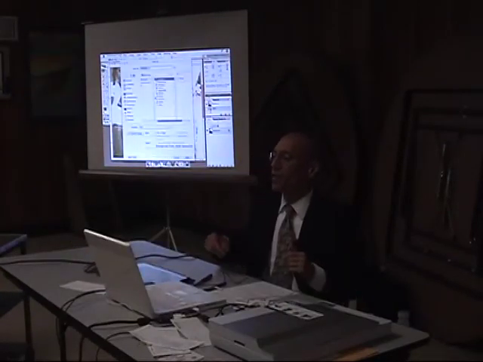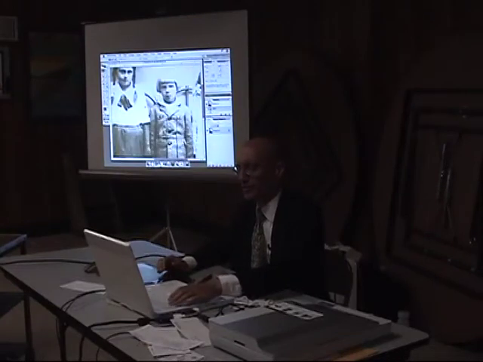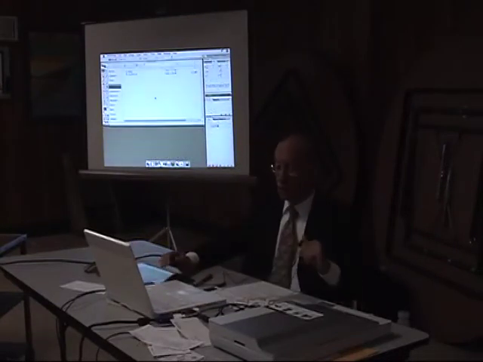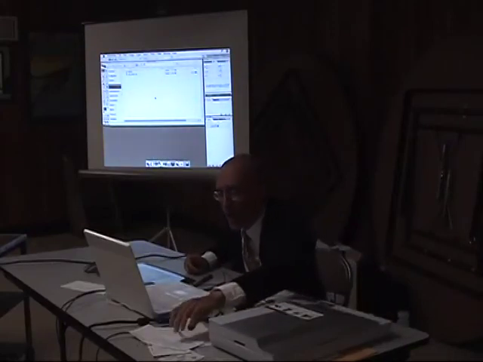Now I'm going to save this. Why am I going to save it? I didn't do anything to it. I'm not going to save whatever I did to it. Okay. Now the scanner saved it for me when it scanned it in.